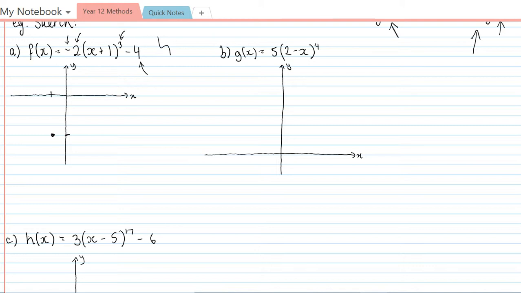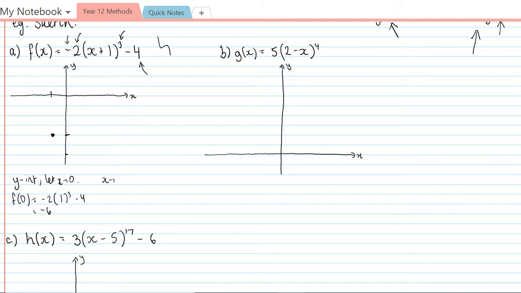So the y-intercept, we'll do that first because that's going to be the nice one to calculate. So let x equal 0. That means f of 0 is given by negative 2 out the front of 1 cubed and then take away 4. So negative 2 times 1 cubed is negative 2, and then take away 4 makes negative 6. So that's going to be the y-intercept down there.